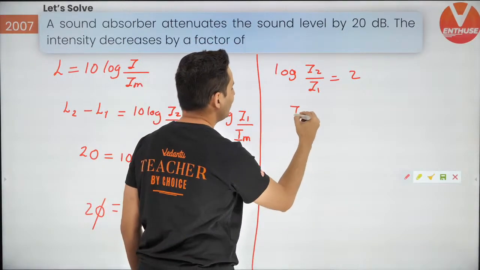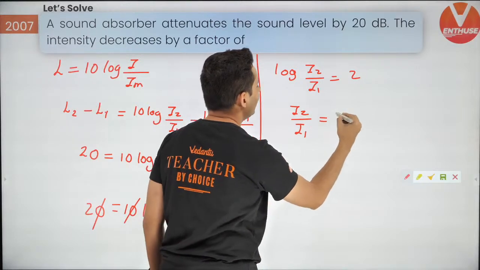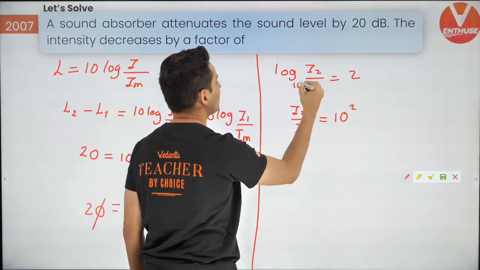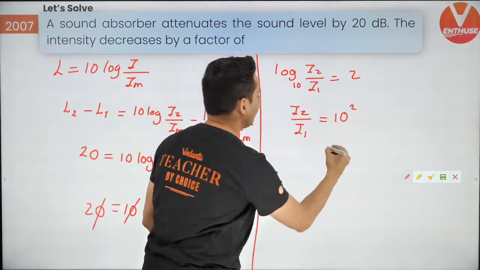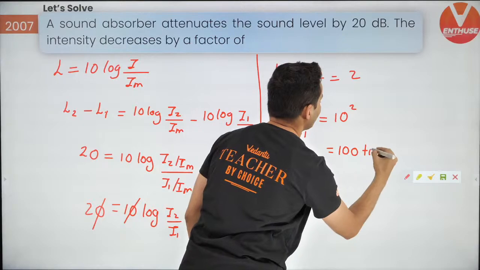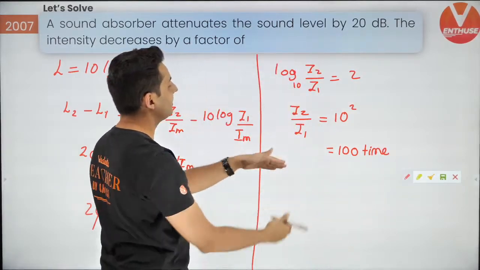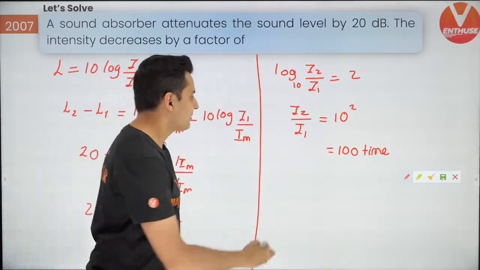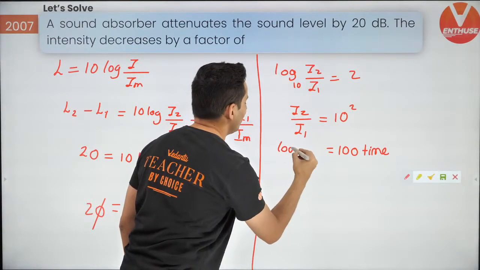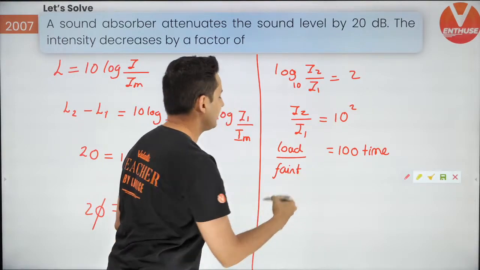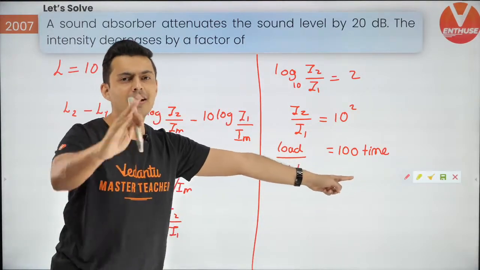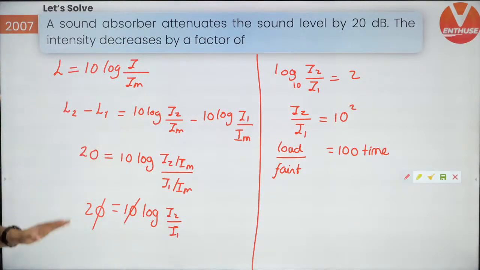That means, again use logarithms. I2 by I1 is 10 to the power 2 because the base was 10, guys. The base was 10. So 10 to the power 2 is I2 by I1, which is 100 times. So the ratio of intensity is 100 times. This is the intensity of the loud sound by the intensity of that faint sound. That's it. So the intensity reduces 100 times. That was the answer. I hope this is clear.